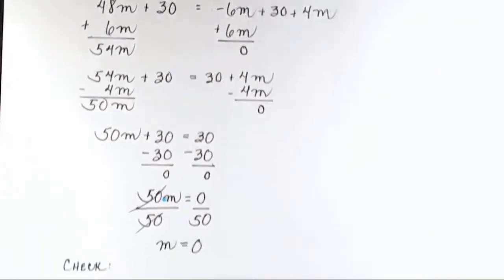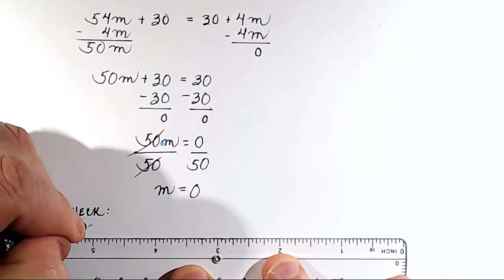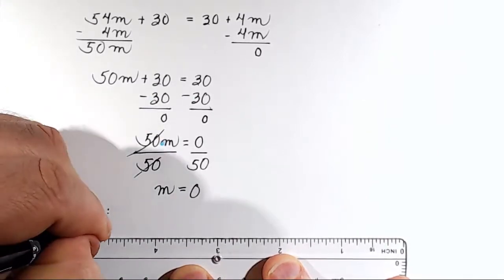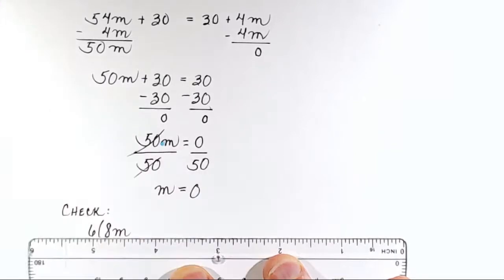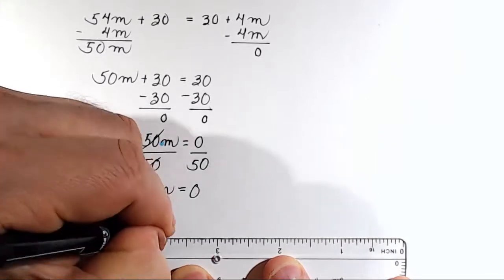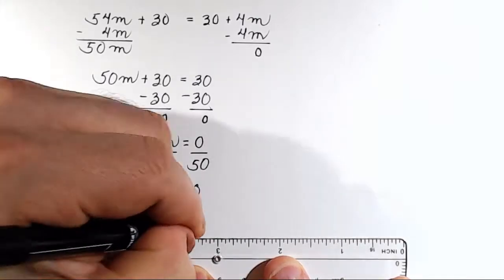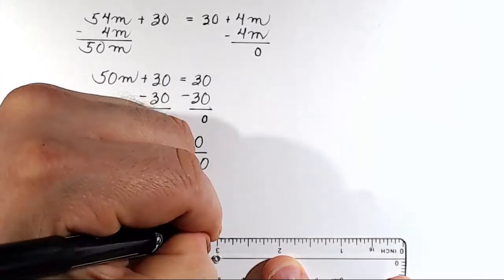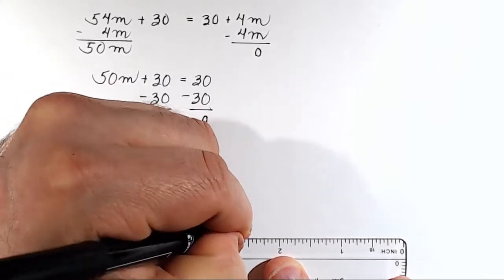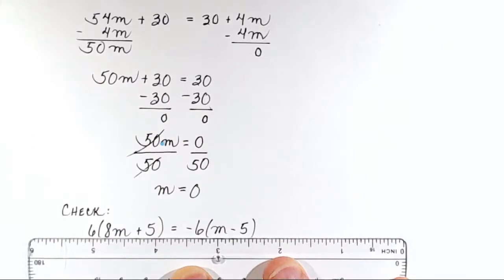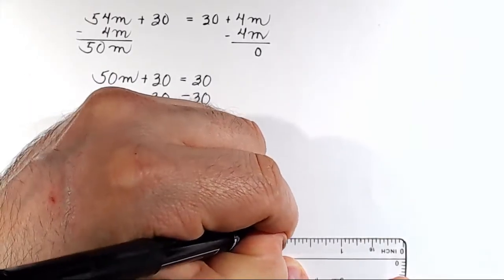was 6, open parentheses, 8m plus 5, close parentheses, equals -6, open parentheses, m minus 5, close parentheses, plus 4m.